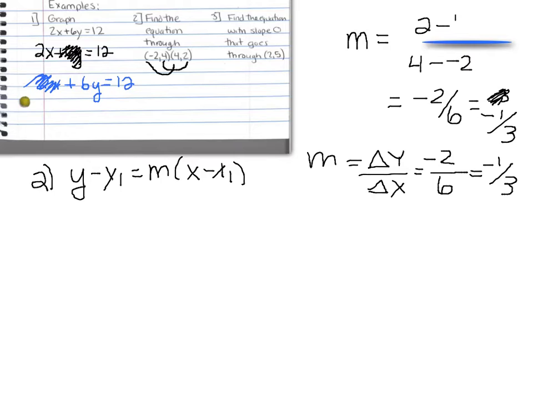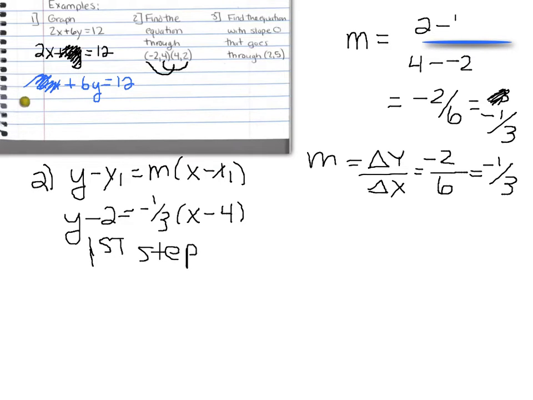Then on the next step, if it just says write the equation, you'd be done by writing y minus 2 equals negative 1/3 times x minus 4. But if the problem says to write the equation in general form, then this is really just the first step. And to continue to general form, you need to distribute the 1/3, then multiply by the common denominator to get rid of the fraction, like you did on the last quiz.